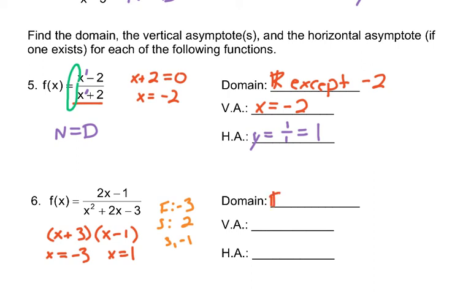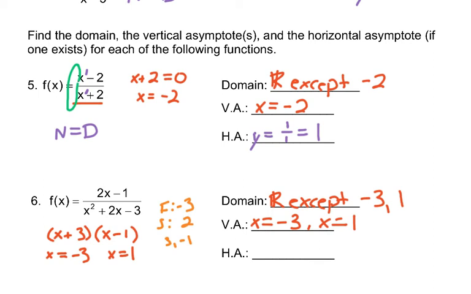So my domain is all real numbers except -3 and +1. And my vertical asymptotes would be at x equals -3 and x equals +1.